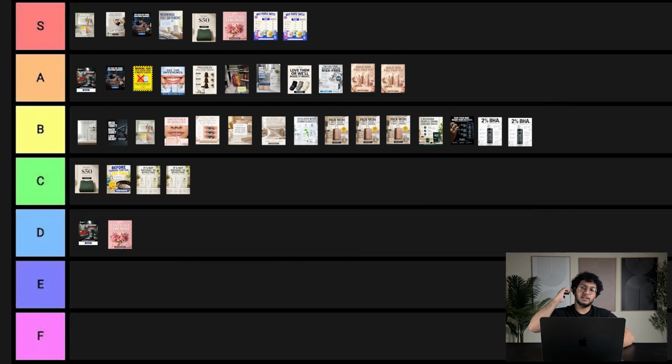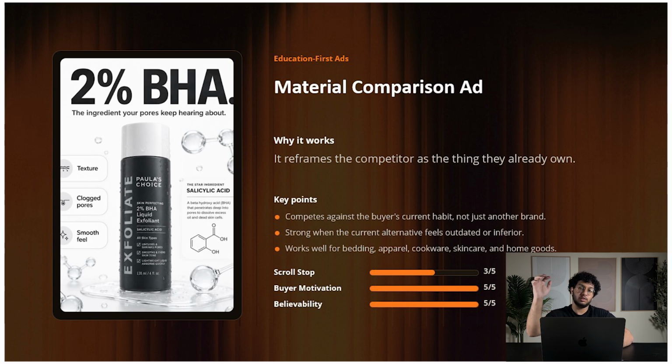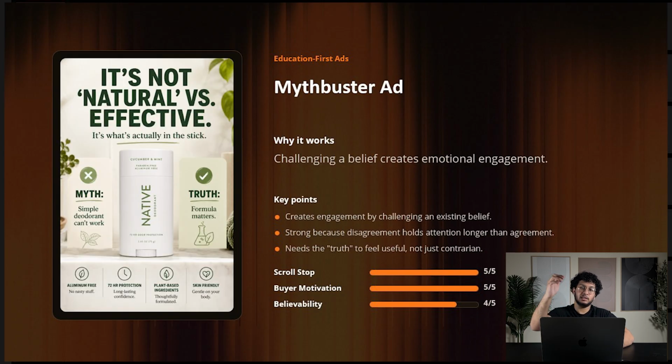Material comparison ads are B tier. It's useful because it compares against what the buyer already owns. Satin versus cotton, ceramic versus traditional non-stick, filtered versus unfiltered. This can be a strong reframe, but it is less visually dramatic than a direct us versus them chart. So I like it, but I'd call it B tier. Next is a Mythbuster ad.